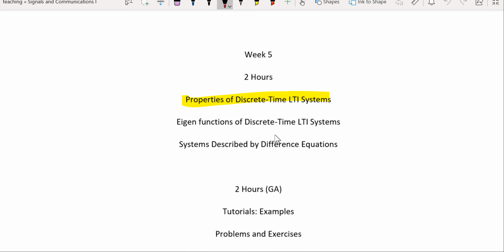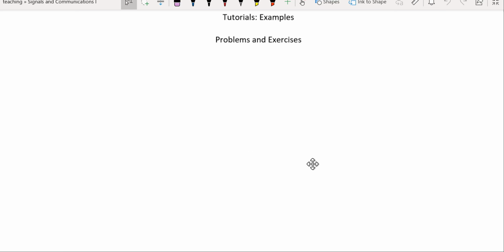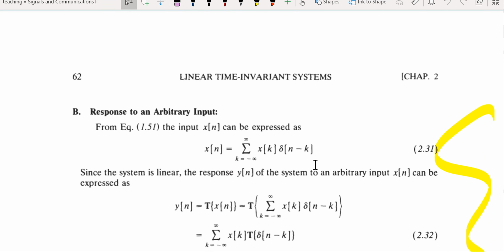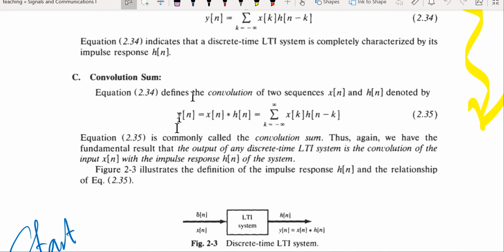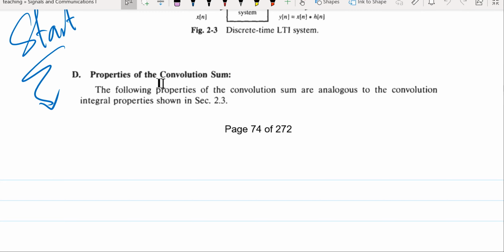Properties of discrete time LTI systems. In lecture 4, we dealt with properties of continuous time functions, and we touched a little bit on the discrete time systems. So we went up to here. So we are going to start with the properties of the convolution sum.